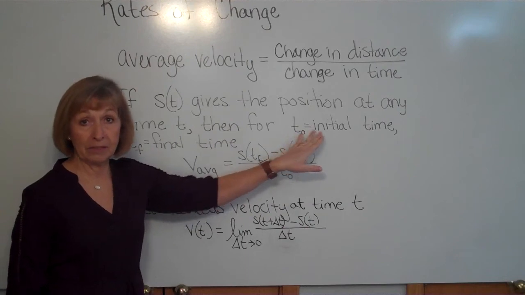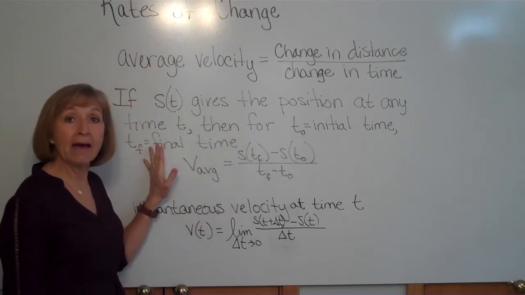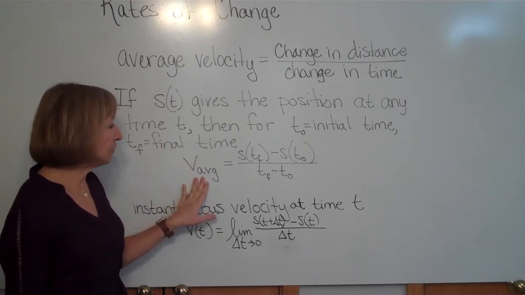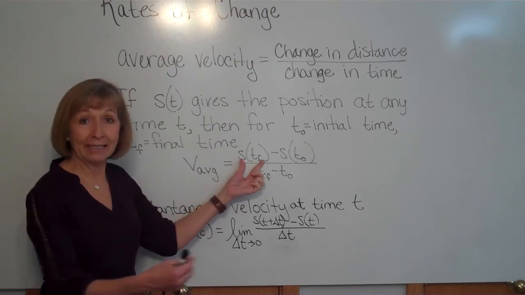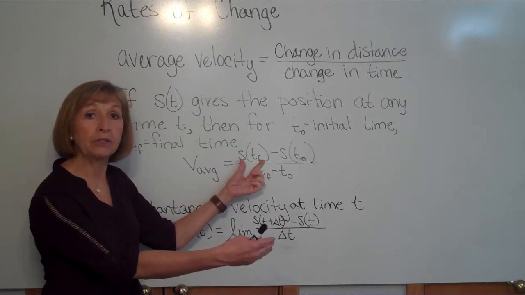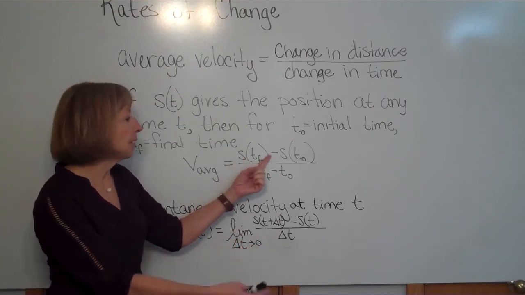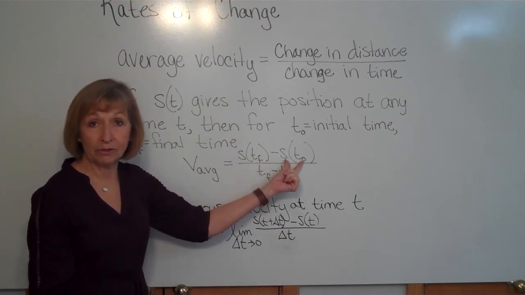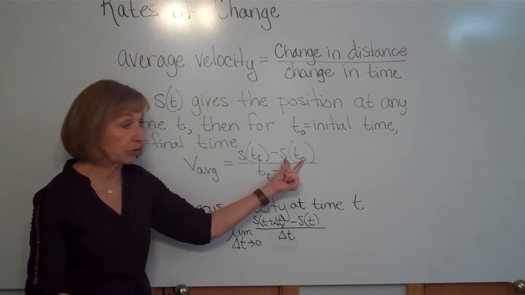Now, if I put some definitions of some symbols that we're going to use, say t sub 0 is my initial or my start time, and t sub f is my final time, then my average velocity is the position when I end. So run the final time through your position function to see where you ended. That's like looking at the odometer after you finish your trip, minus the position evaluated at t sub 0, your start time. So that's subtracting off what the odometer reading was when you started your trip.